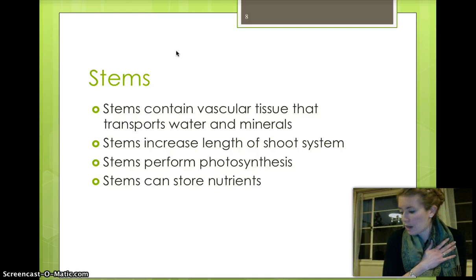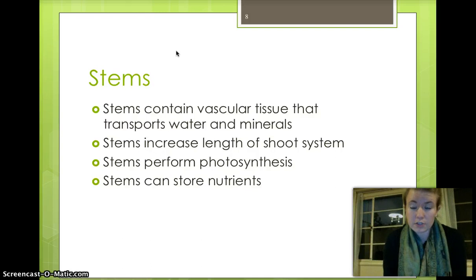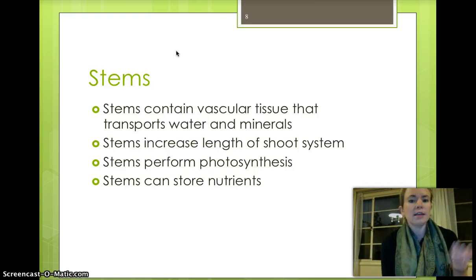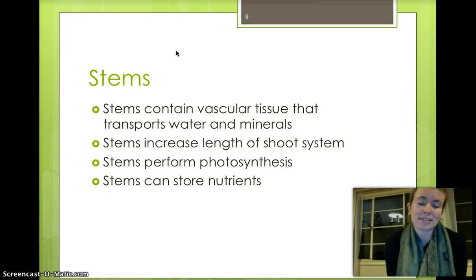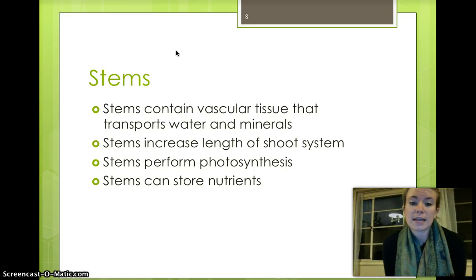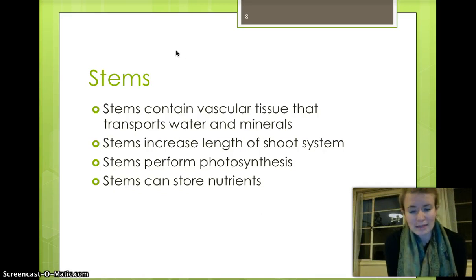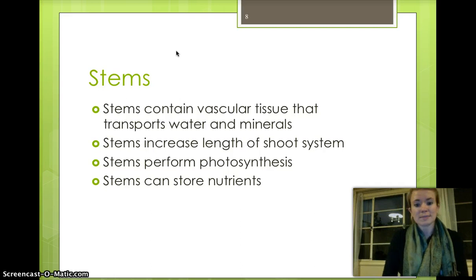And then our stems also contain vascular tissue. So this is like your vascular tissue, like your heart and your veins and your arteries that move your blood and your nutrients around your body. The stems have vascular tissue that transport water and minerals, all the things that the plants need, just like your cardiovascular system, because it's attached to your heart, moves everything around your body that you need. The stems increase the length of the shoot system. That makes sense. As the stem grows upward, the shoot system is going to get bigger.